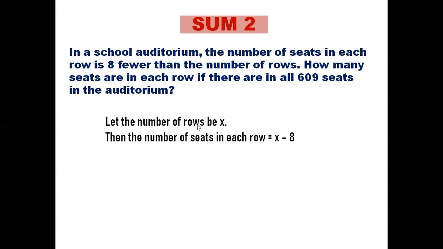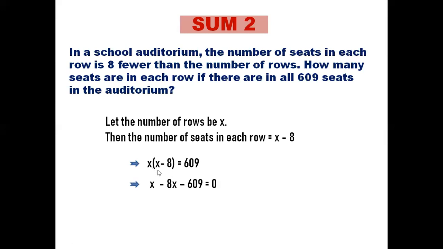Now if we multiply rows with seats, we get the total number of seats in the auditorium, which is 609 as mentioned. So x, that is rows, multiplied with seats, which is x minus 8, gives us 609 according to the sum. Now let us multiply x.